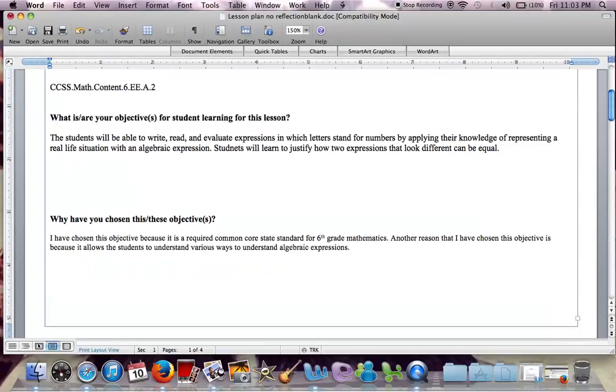I've chosen this objective because it is a required Common Core state standard for 6th grade mathematics. Another reason that I've chosen this objective is because it allows the students to understand various ways to understand algebraic expressions.